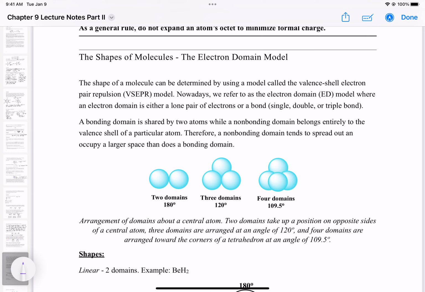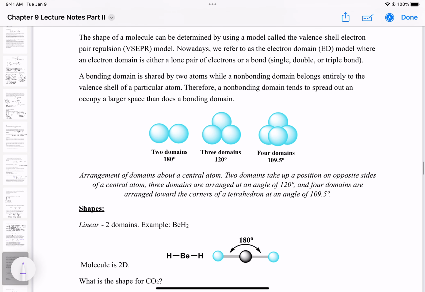So these shapes often refer to shapes you see in geometry. 2 domains, a line. 3 domains, a triangle. And 4 domains is a tetrahedron. So a tetrahedron is basically a 3D object where all the faces are triangles. So it's like a pyramid, but usually pyramids have a square base. Okay, so let's go over some of the shapes here.